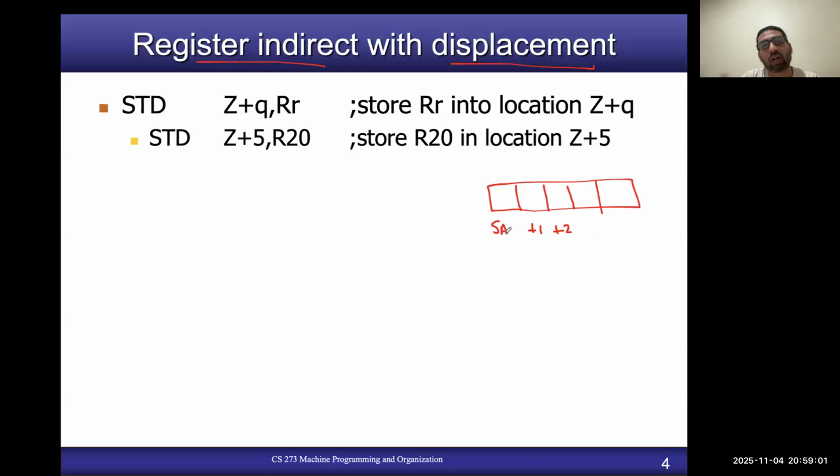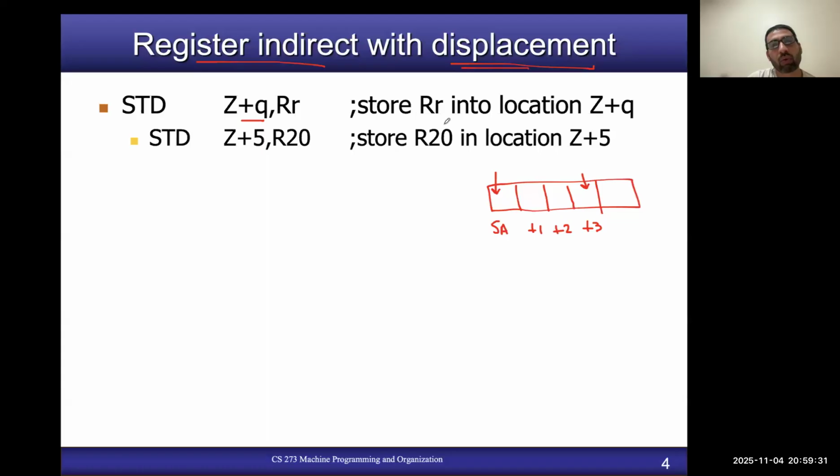But let's say I don't want to write on every byte. I want to write a value in the first byte, and then skip 2 bytes, and then write the next byte after skipping 2, which is basically plus 3. For that kind of situation, you can use register indirect with displacement. And here plus Q indicates the displacement.